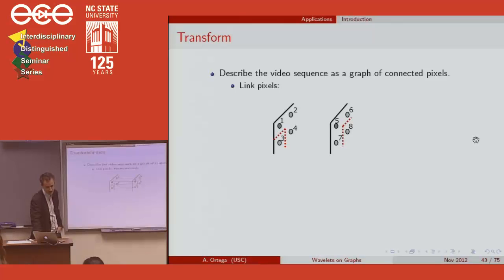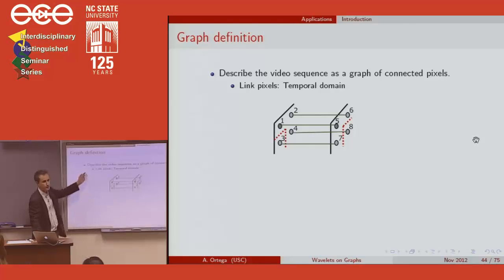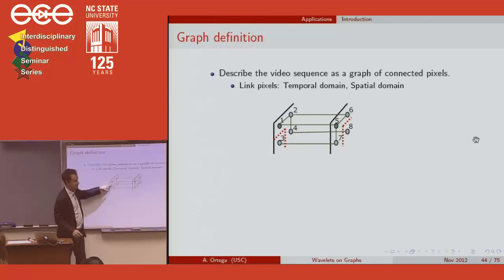And so once you have this, you can link the pixels. As I said, there's a temporal link based on motion. And then there's a spatial link where we avoid connecting across edges. Okay? And so that gives us a graph that is arbitrary. Pixels don't necessarily have a full set of neighbors either temporally or spatially.